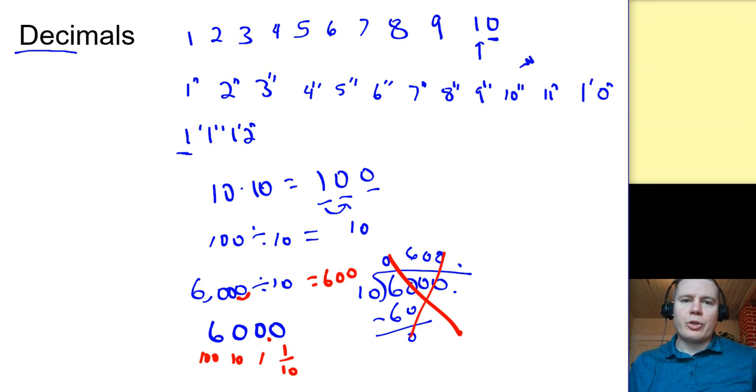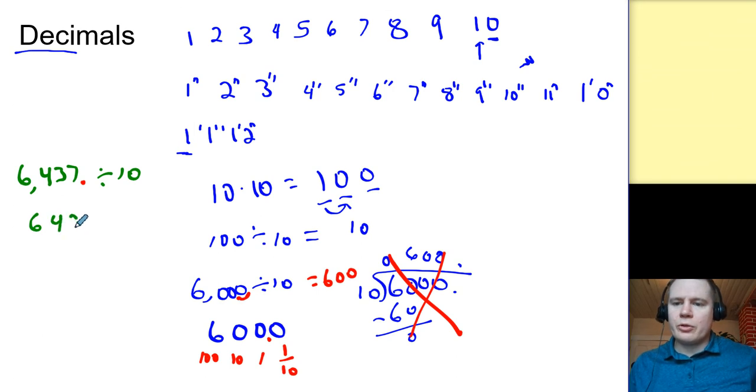So if I start with a new number, instead of 6,000, do 6,437. Put my decimal point in. If I divide that by 10, that moves 6,437 over by one spot.